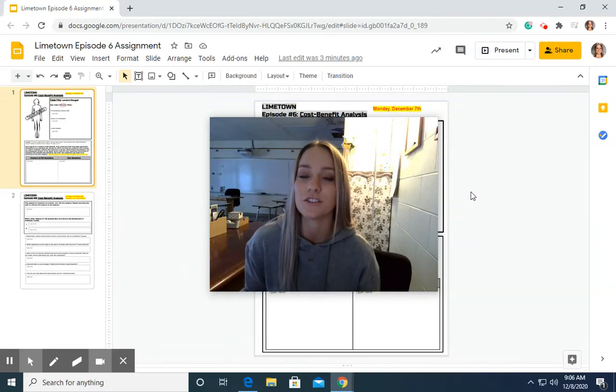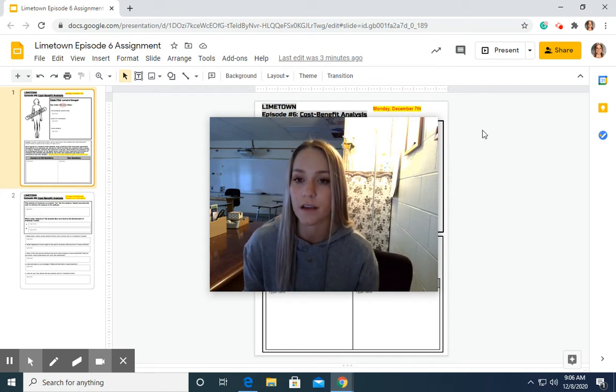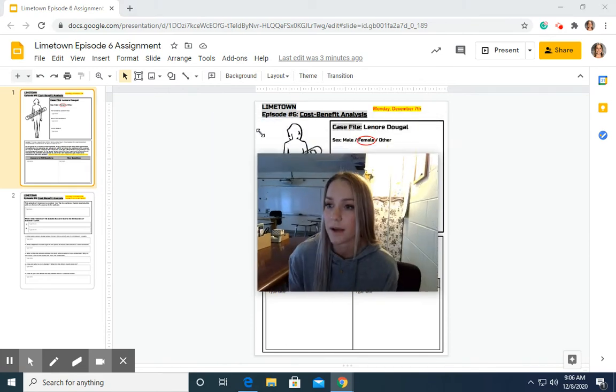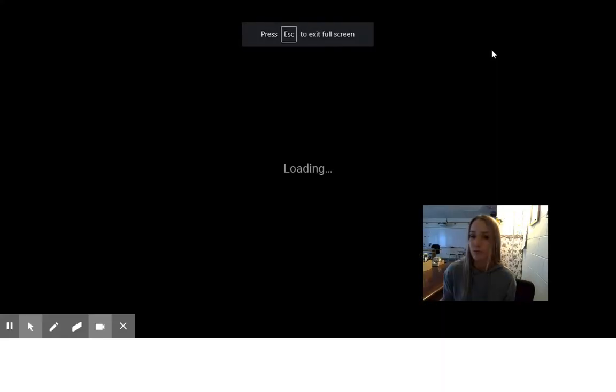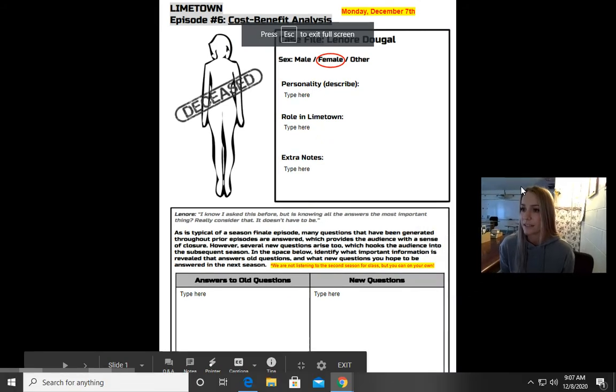Guys, so I'm going to talk to you a little bit about episode 6 of Limetown and walk through some of the questions on here and help you with some of the responses you need to give. So I'm going to present and go through that. All right, so this is the first page of the assignment.